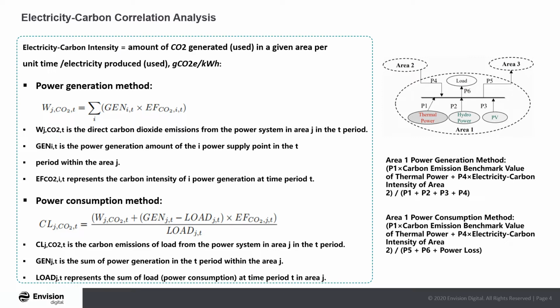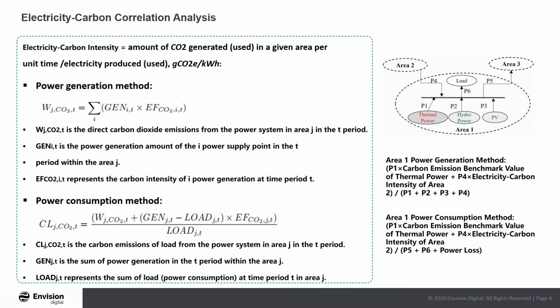The carbon emissions from electricity loads in the region can be defined as equation 2, where CL_J^CO2_T is the carbon emissions of loads from the power system in area J in the T period. GEN_JT is the sum of power generation in the T period within the area J, and the load JT represents the sum of loads or power consumption at time period T in area J.